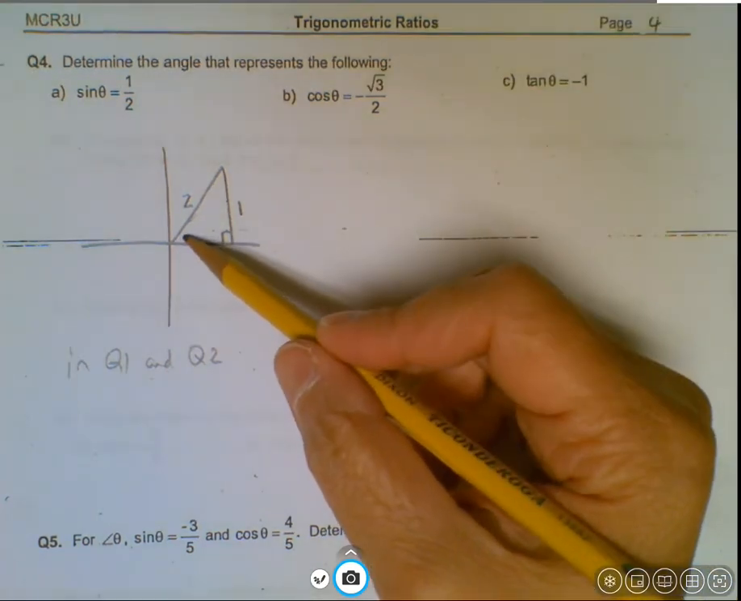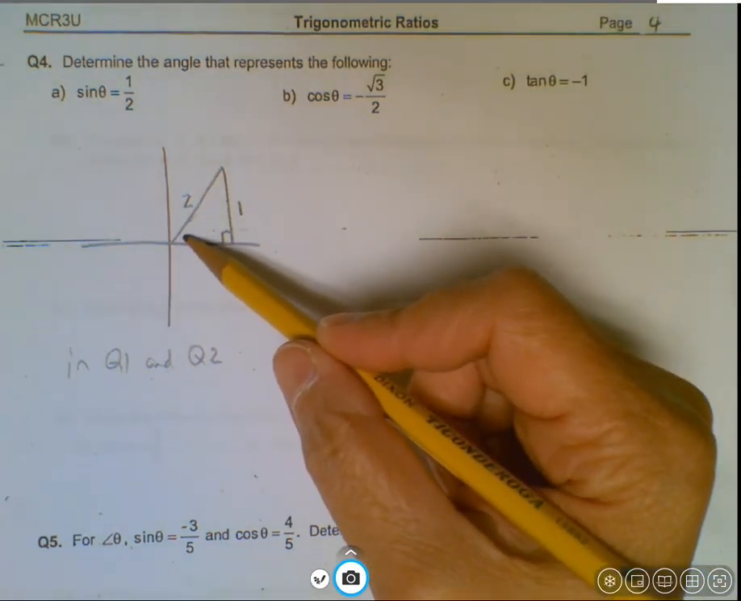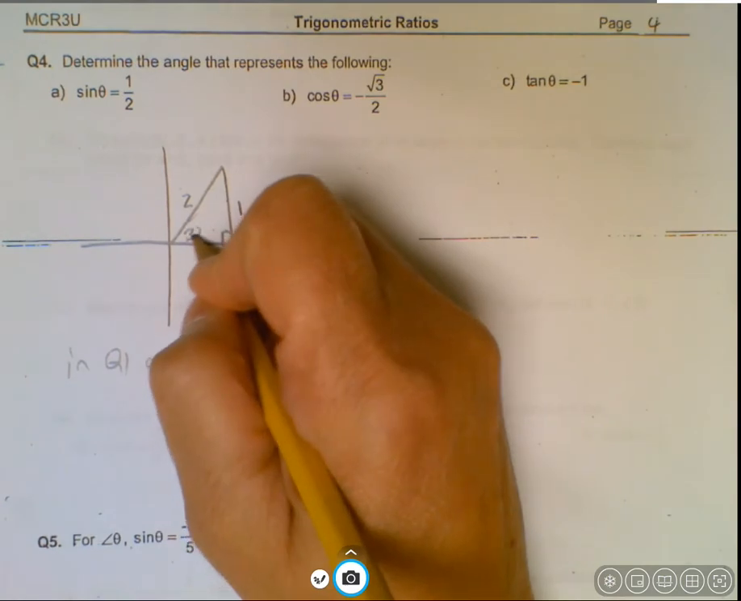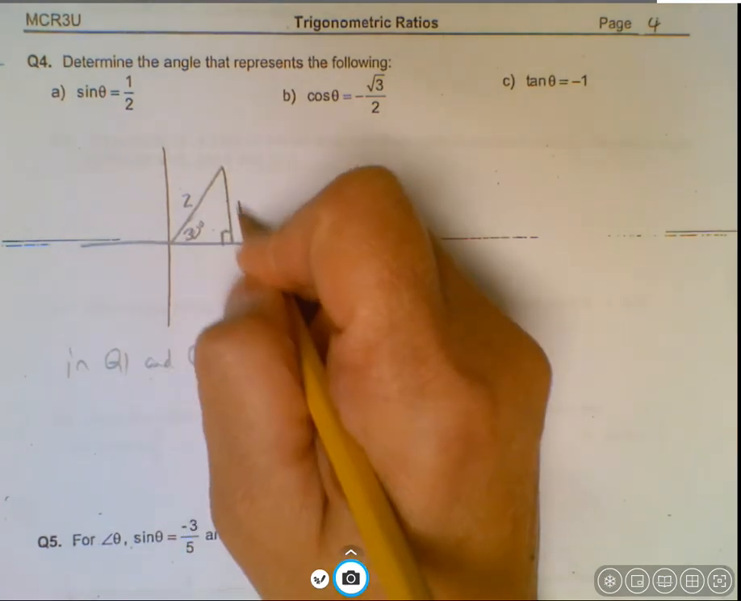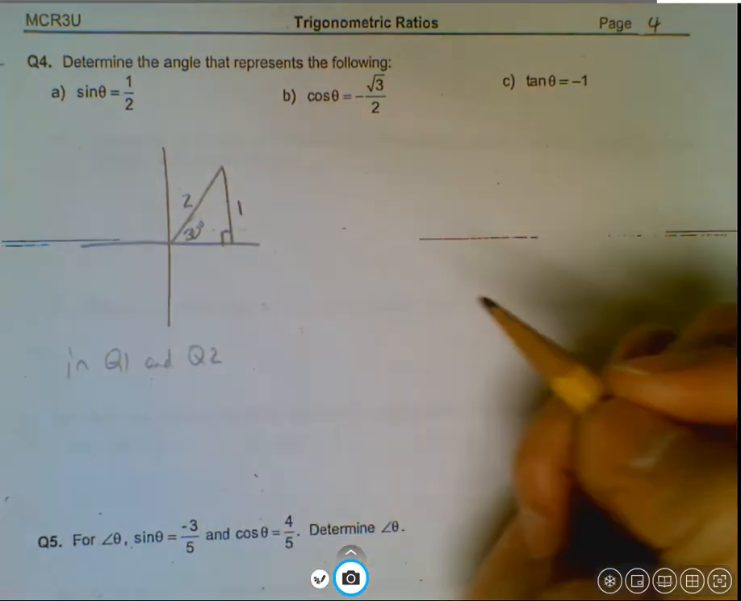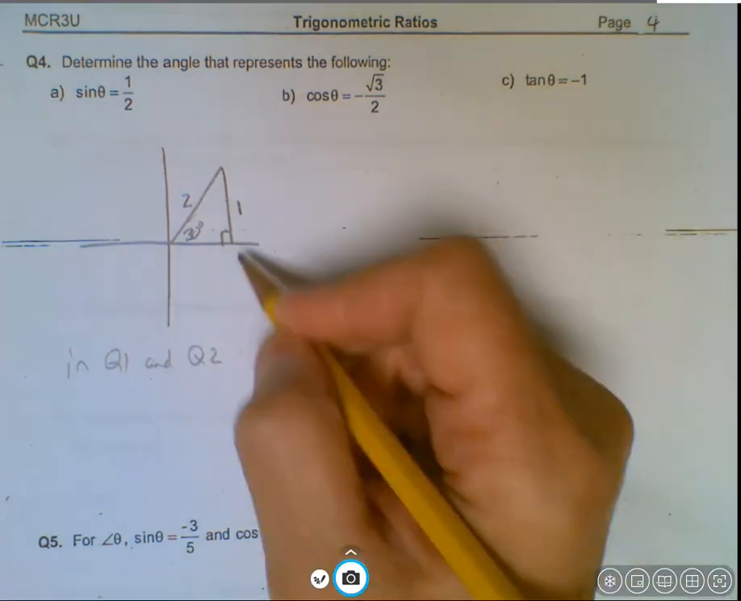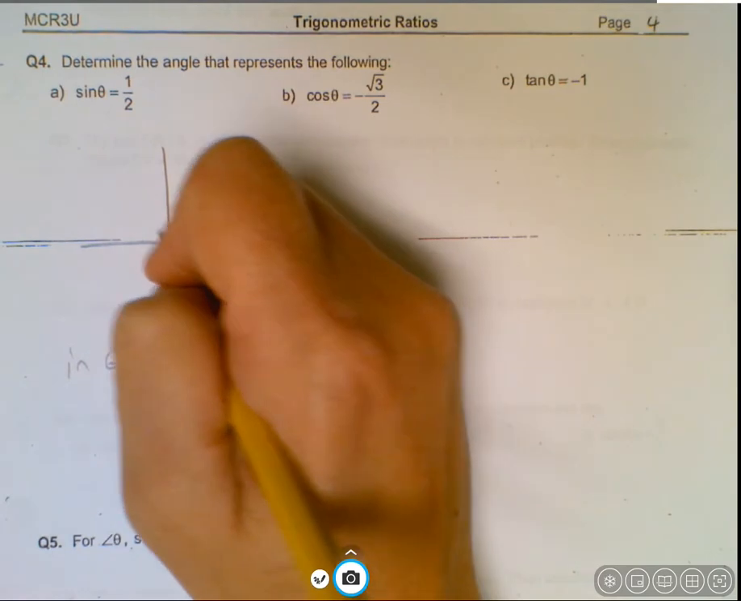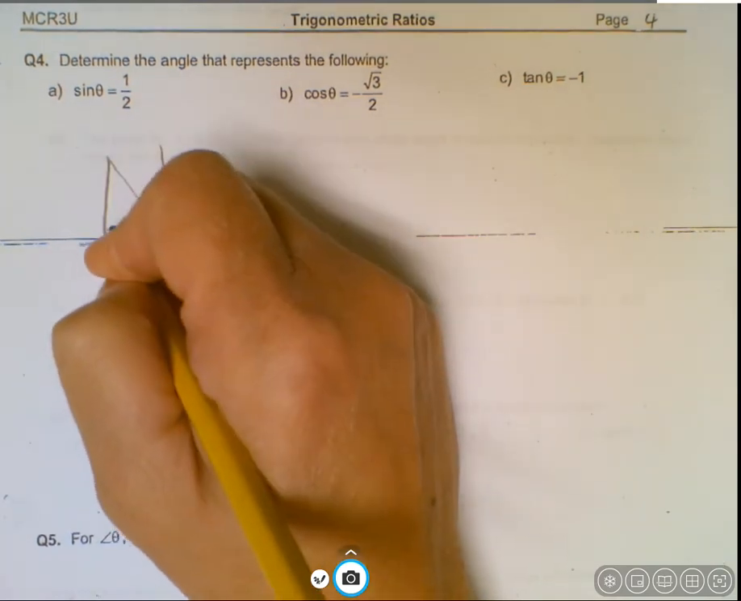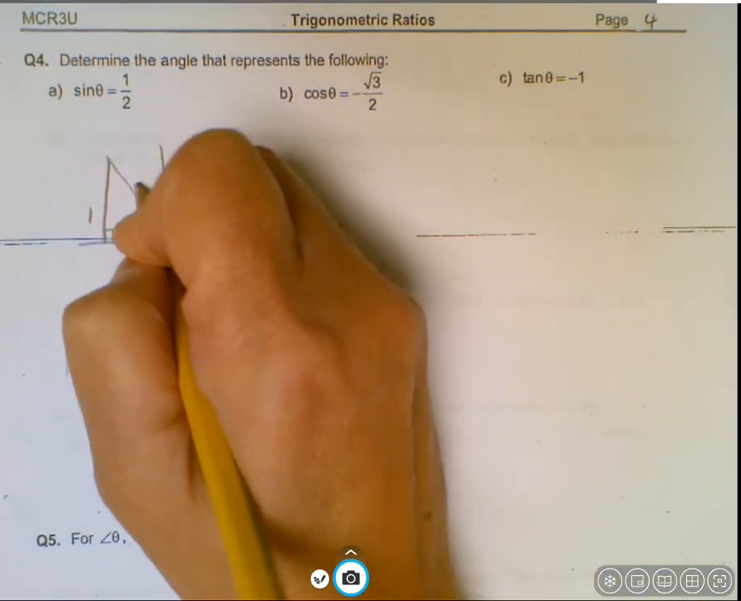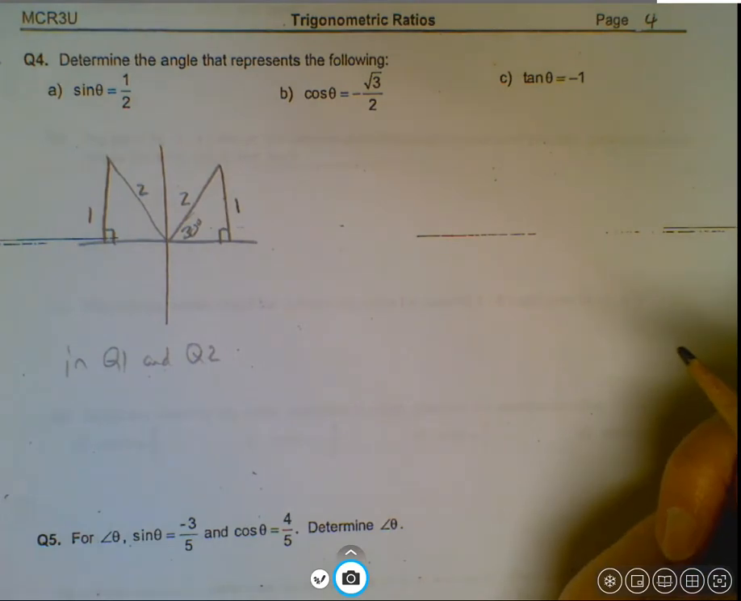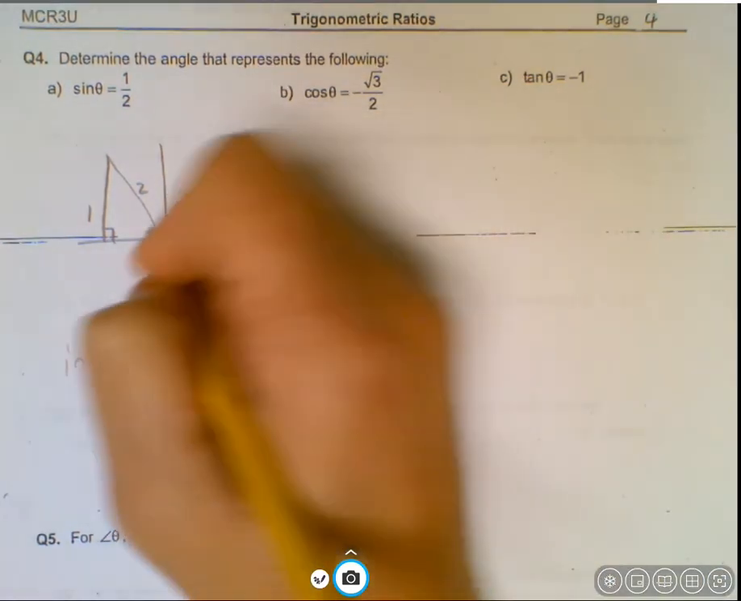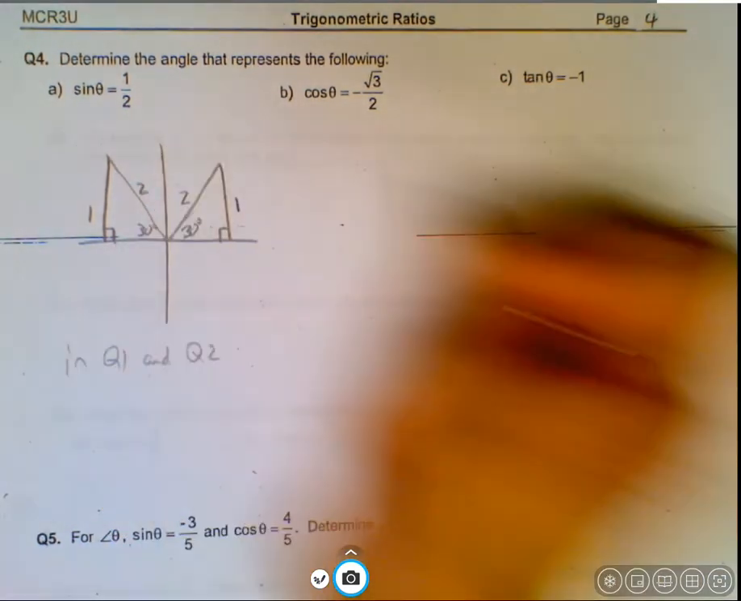So what goes here, 30 degrees or 60 degrees? 30 goes here, because 30 is across from the 1, which is the smaller side, and 60 is across from root 3, which is a longer side. So in quadrant 1, it's 30 degrees. In quadrant 2, if I was to create the same triangle, then the related angle in here would be 30 degrees.